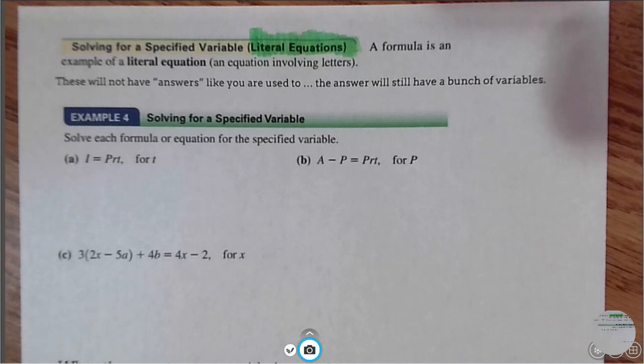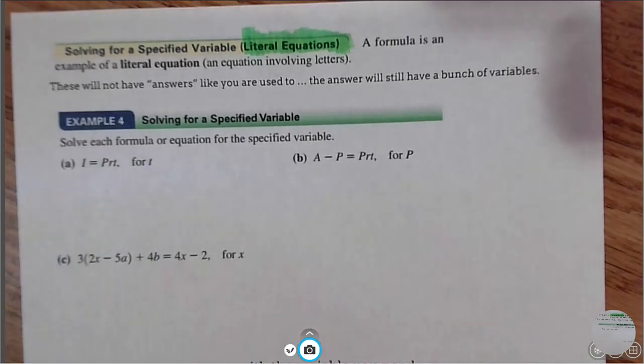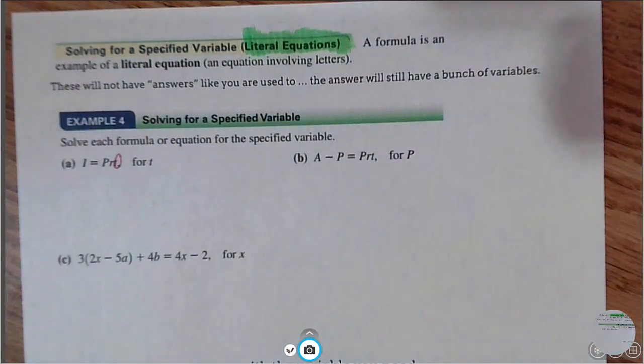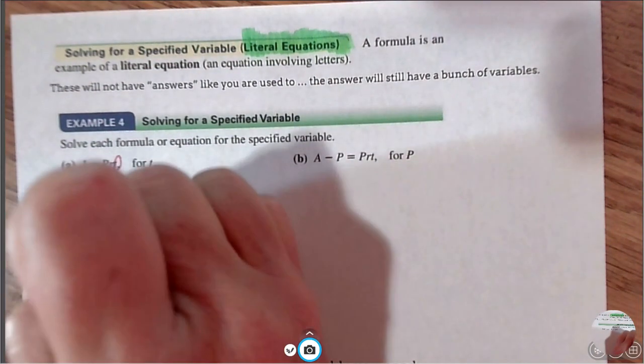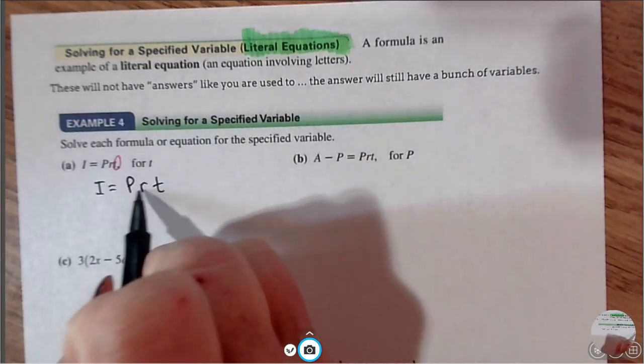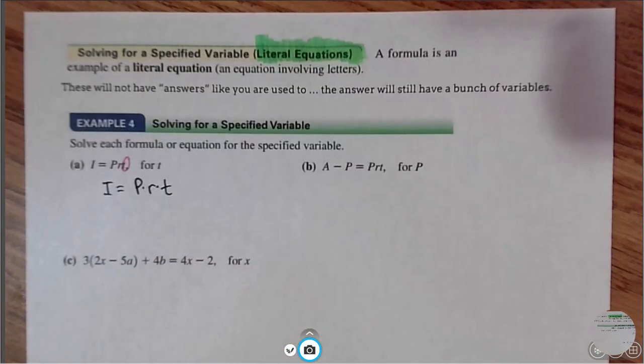So let's look at this first one. I equals p times r times t. So what they want us to solve for is the letter t. So they're wanting us to get t equals when it's all said and done. So I equals p r t. Remember that when we have variables sitting next to each other like that, it means they're multiplied. So it might make it easier if you write the little dots in between them.